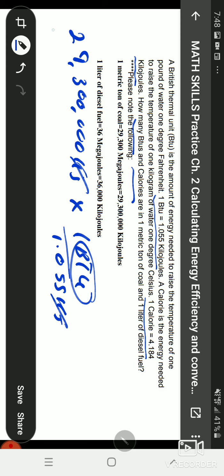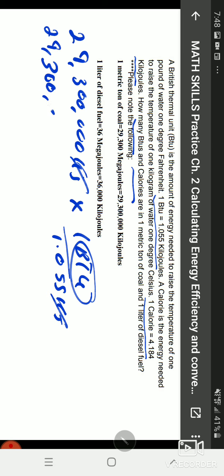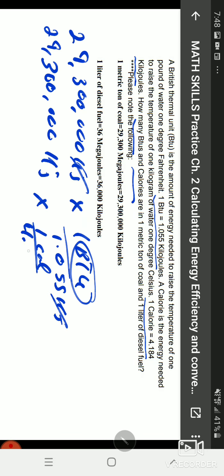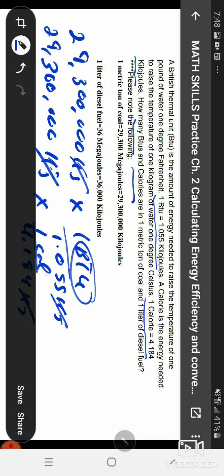So same value. We're going to start with 29 million 300,000, and again we're going to have kilojoules, and we're going to multiply that this time by 1 calorie equals 4.184 kilojoules. So I'm going to say 1 calorie, I'm just going to shorten it to cal there, divided by 4.184 kilojoules. Now again, the kJs are going to cancel out, and I'm going to be left in calories, which is exactly what I want. If you take 29,300,000 and divide it by 4.184, you will get the correct value there for calories.